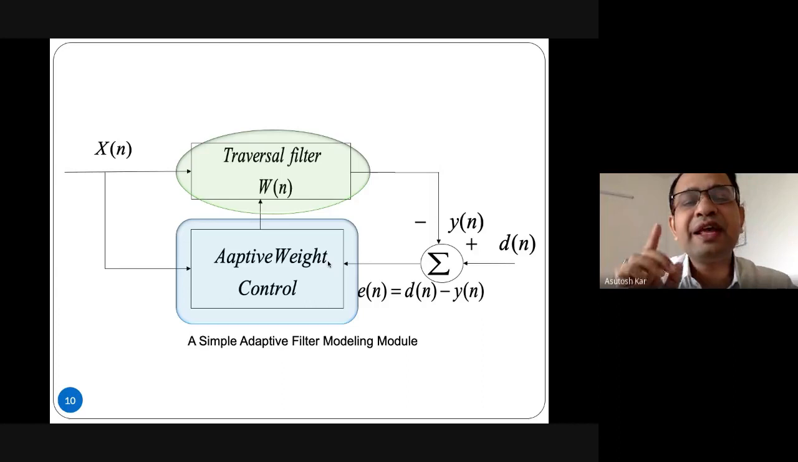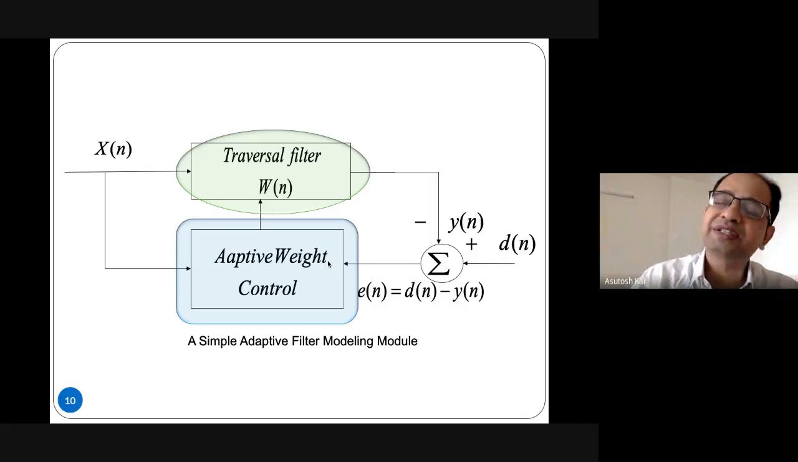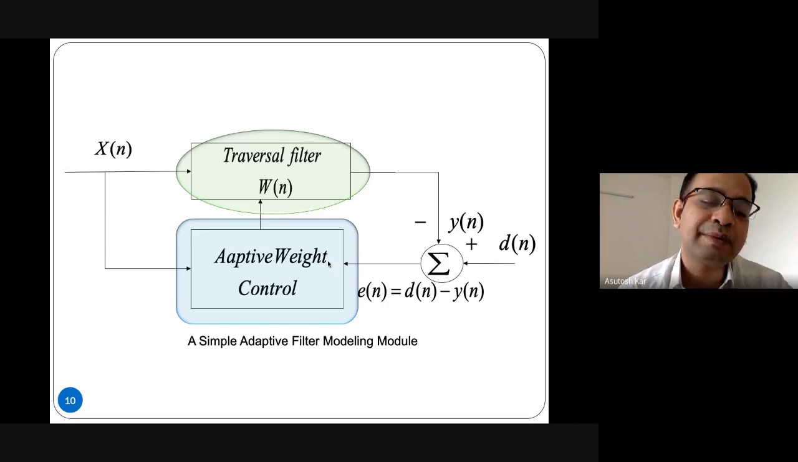They are inherently stable. As you know, all FIR filters are inherently stable. And here the FIR filters are defined by filter coefficients, which are also called filter weights, which are also called taps. This is my traversal filter in this block diagram, which you right now see on your screen. These traversal filter weights can get updated by an adaptive weight control mechanism.